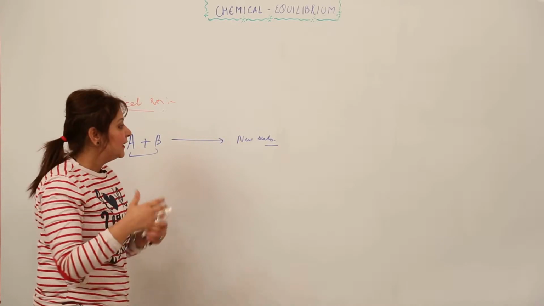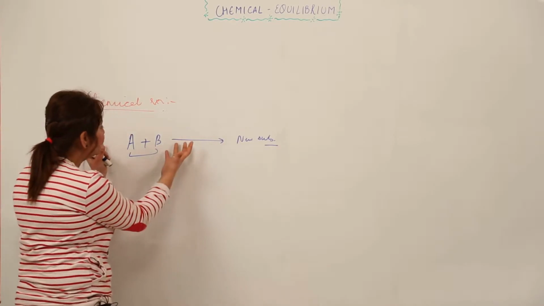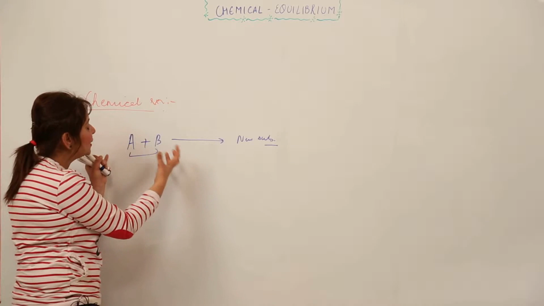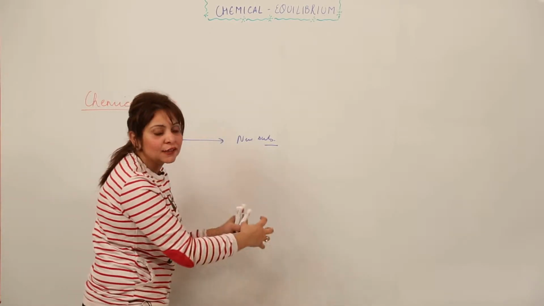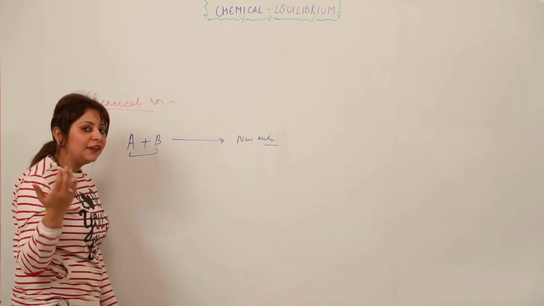In this reaction, I have just mixed A and B and they unite to give me a new substance. That means it is a chemical reaction, right?